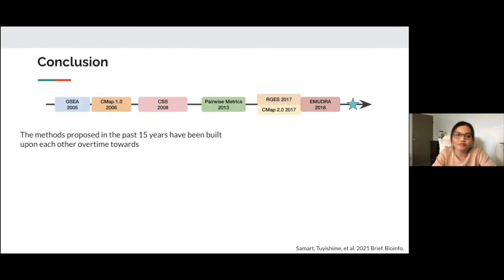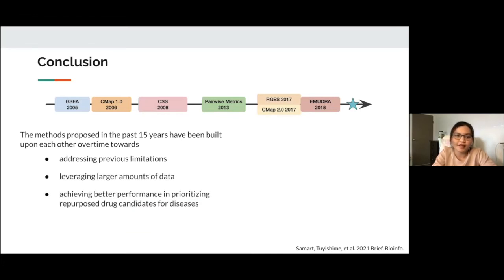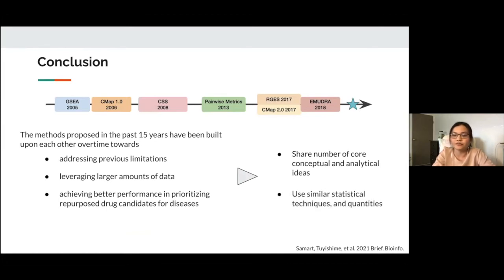In conclusion, the methods proposed in the past 15 years have been built upon each other over time, thus addressing previous limitations, leveraging larger amounts of data, and achieving better performance in prioritizing repurposed drug candidates for diseases. They also share a number of core conceptual and analytical ideas, and use similar statistical techniques and quantities.